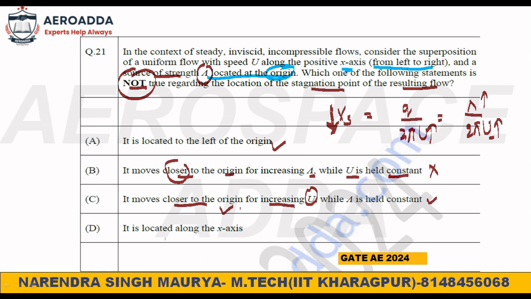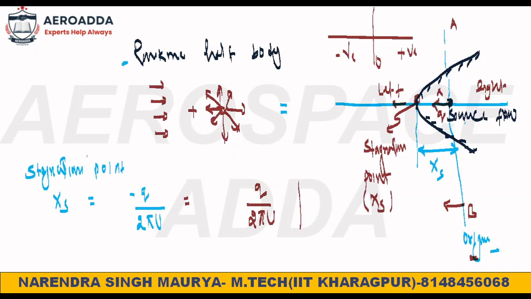It is located along the x-axis. Yeah, it is located along the x-axis, because clearly it is mentioned the flow is along the x-axis only. So there should not be any doubt. So this one is correct. This one is correct, this one is correct, but this one is wrong. B is the one correct option, which is not true regarding the location of the stagnation point. Okay, I hope everybody understood now.